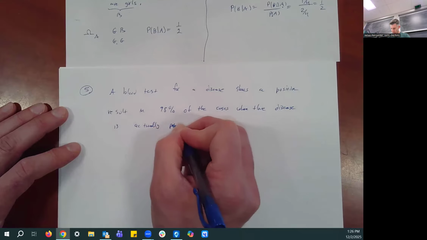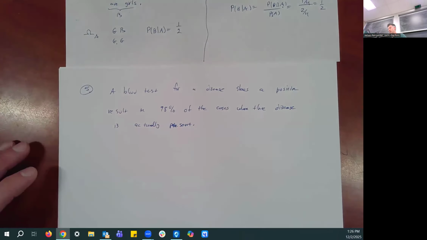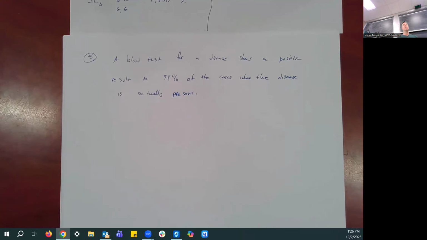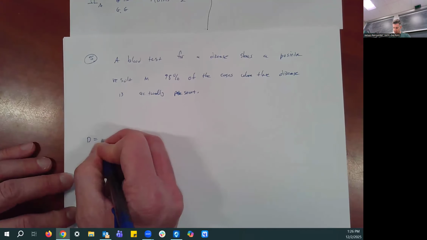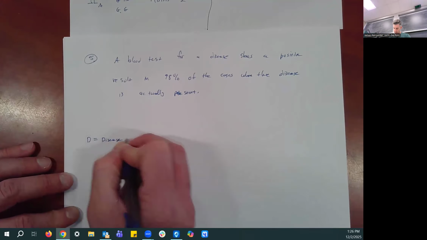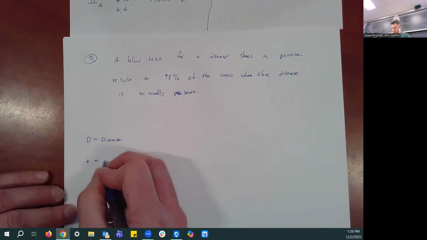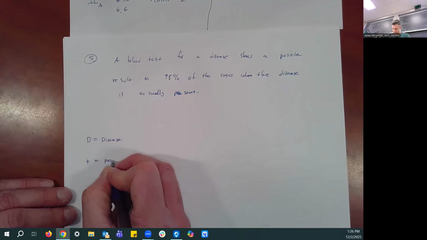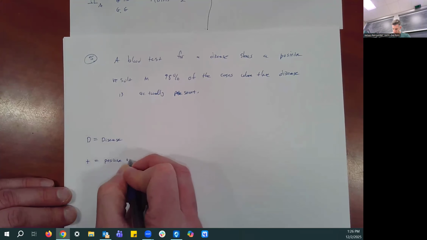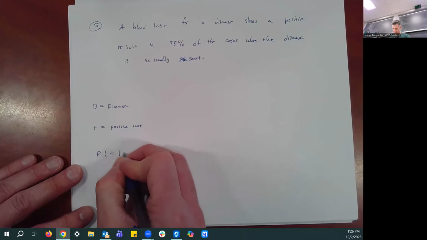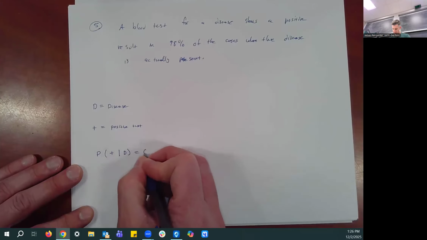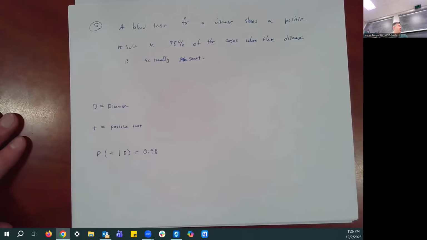Okay, let's pause for a second. There's more to write here, but I want to say that here. So what that's telling me is, given that someone has the disease, the probability of a positive test is 98%. So if we say that D is the event of having the disease, and plus is the event of a positive test, then the probability of a positive test, given that someone has the disease, is 98% or 0.98.